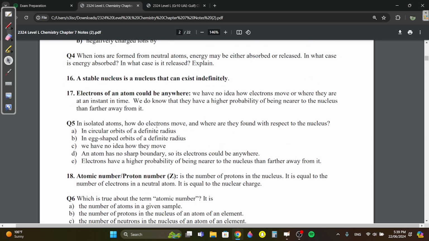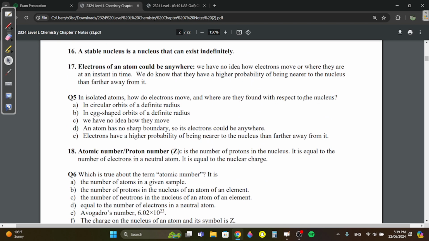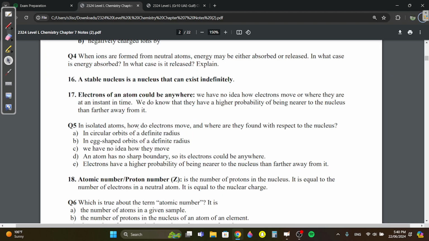Question 5. In isolated atoms, how do electrons move and where are they found with respect to the nucleus? So the answer to this question is actually in this paragraph over here. Electrons of an atom can be found anywhere. We have no idea how they move or where they are. But we always know that they have a higher probability of being near to the nucleus. To help you understand this, since the nucleus is positive and electrons are negative, an electron has a higher chance of being here than here, because it's attracted to the positive nucleus.